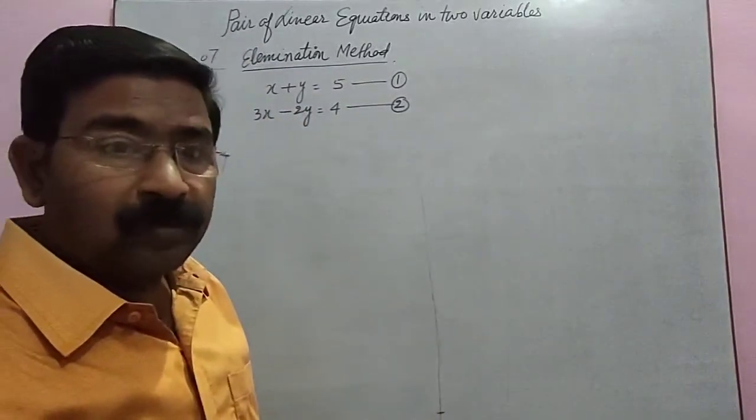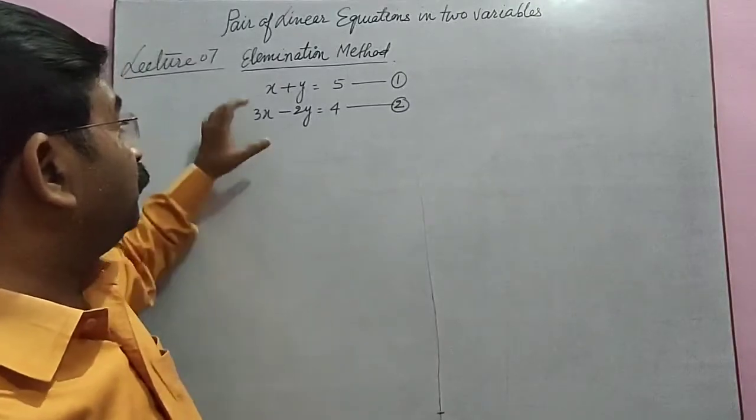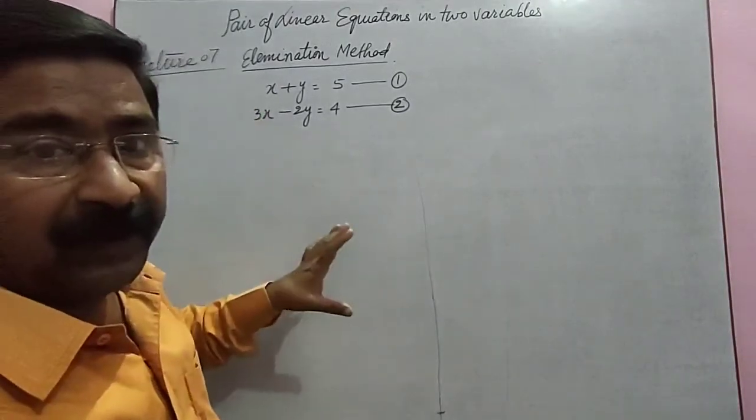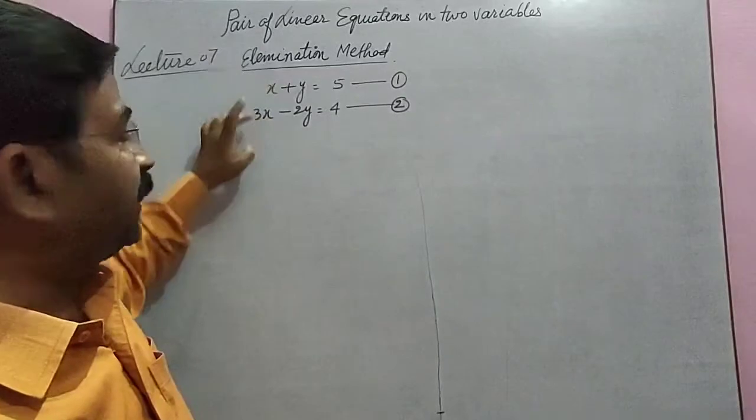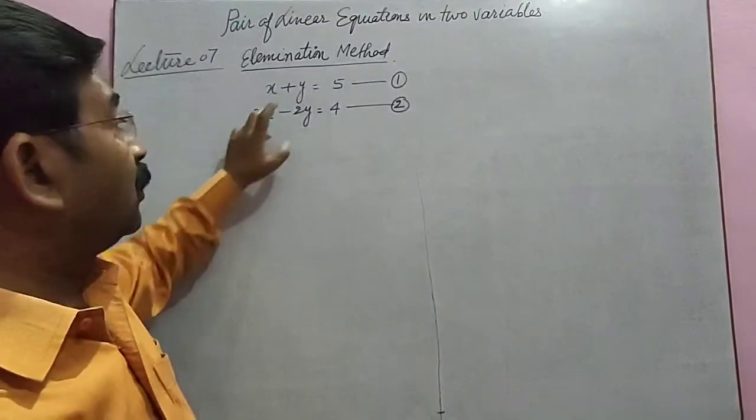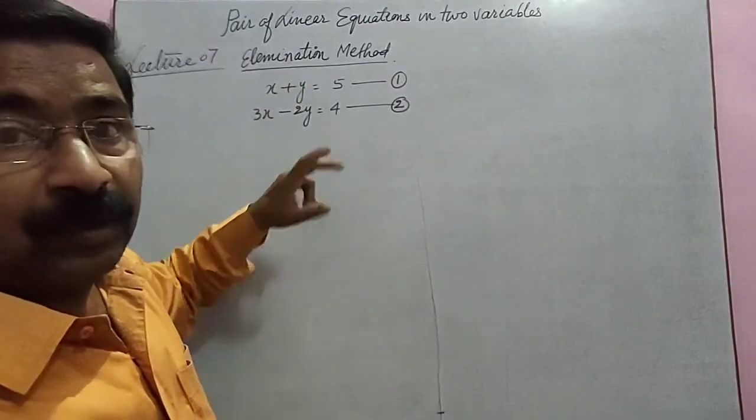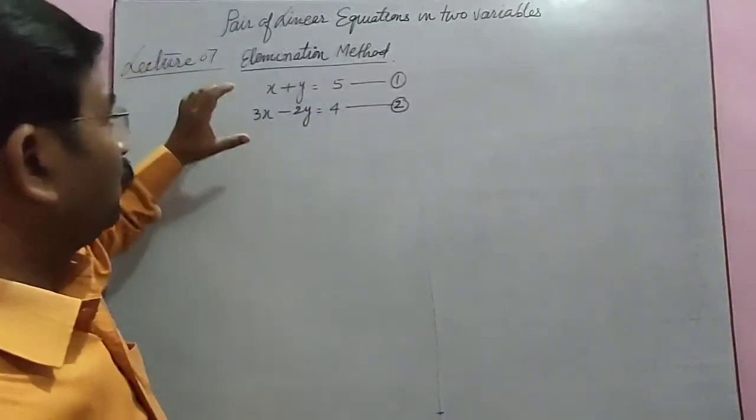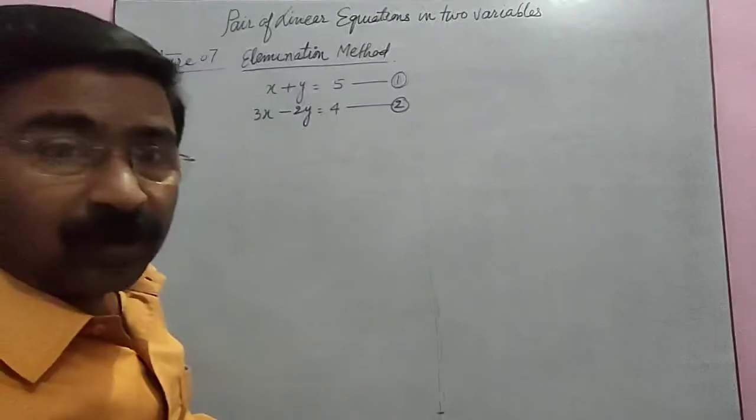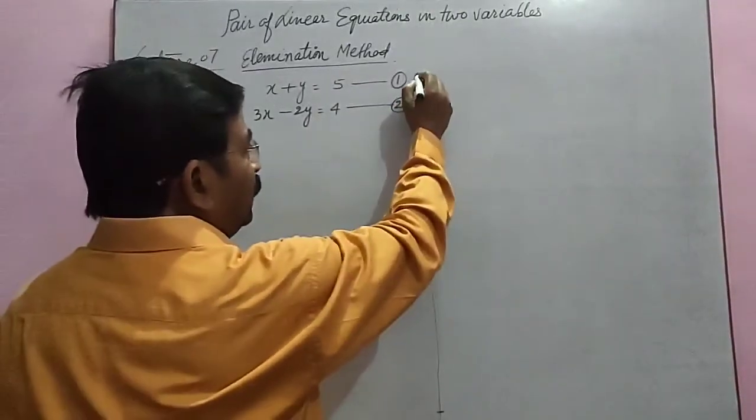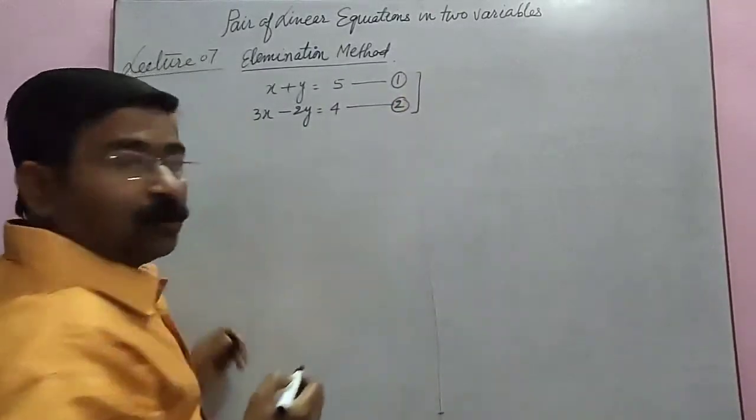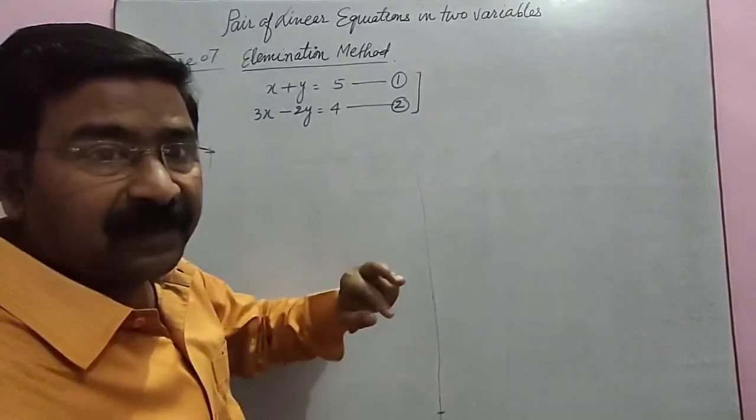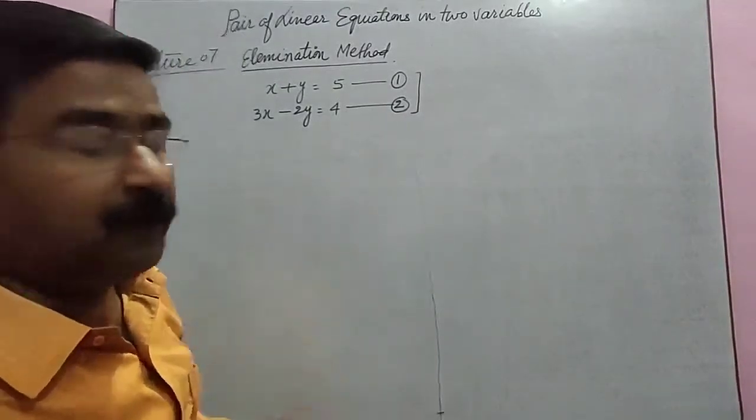You have to suppose which variable you are going to eliminate. Suppose you are going to eliminate x, or you are going to eliminate y. So you have to suppose yourself. Suppose I am going to eliminate x. Then what to do? Simply we interchange the coefficients of x in the two equations and multiply.